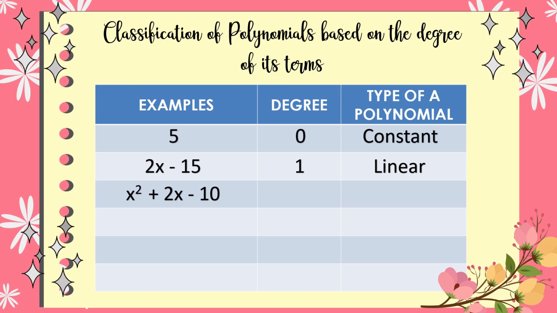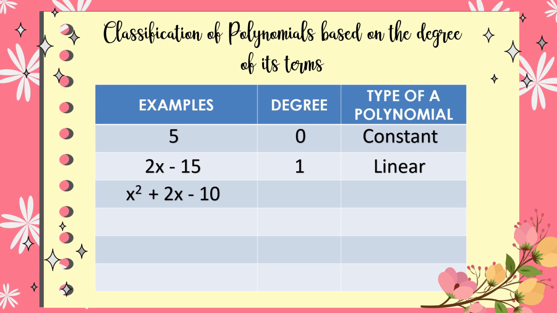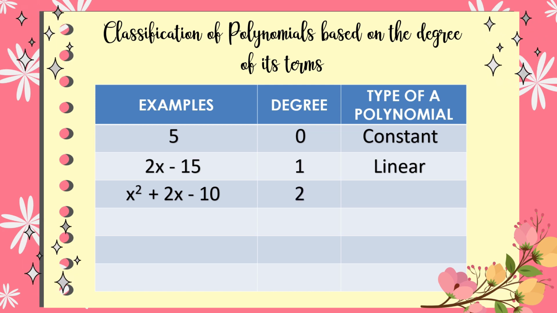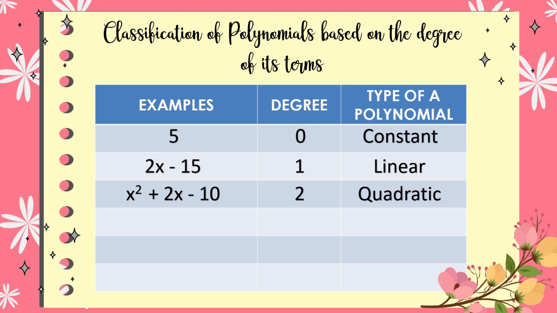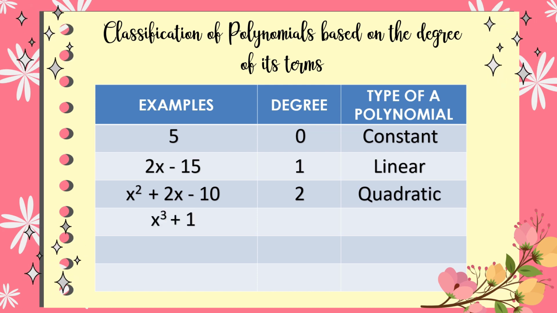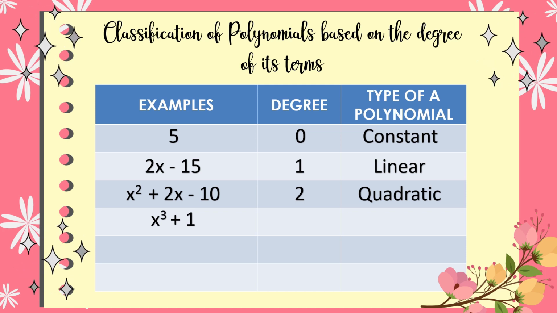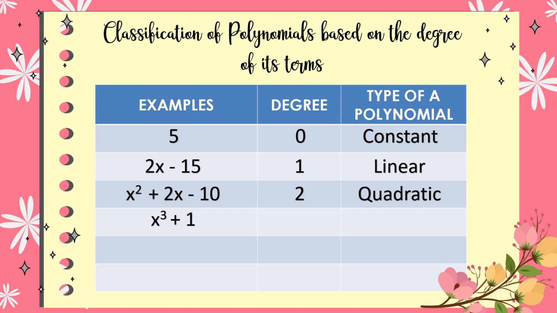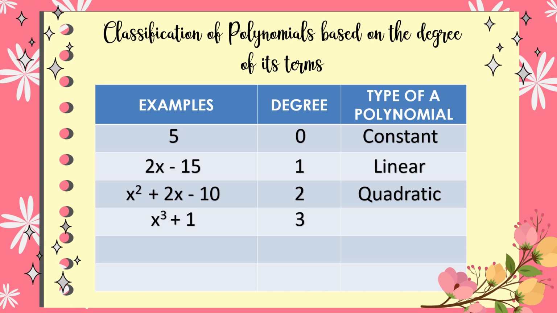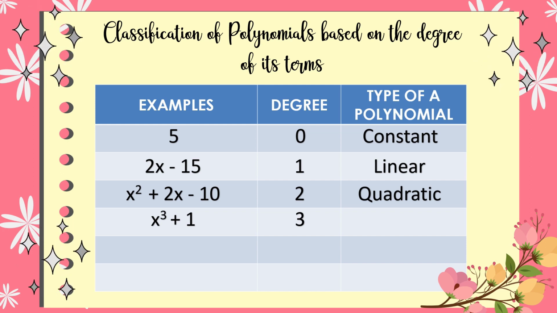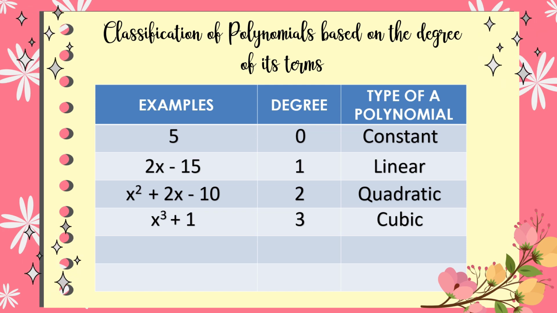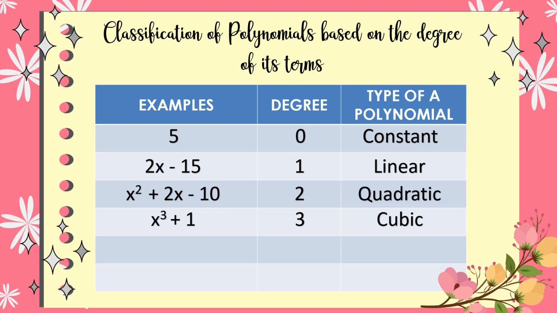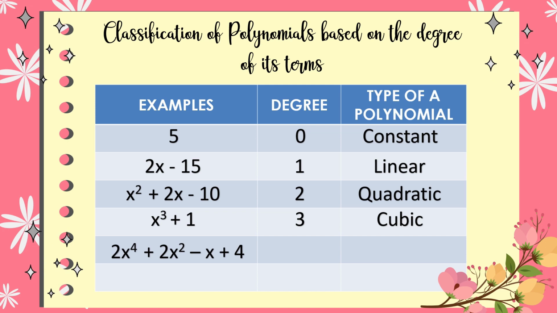x squared plus 2x minus 10. The highest degree is 2. Therefore, ang degree ng polynomial natin is 2. At tatawagin natin siyang quadratic. x cubed plus 1. Ang highest exponent is 3. Therefore, ang degree natin ay 3. At tatawagin natin siyang cubic. The polynomial on the third degree is called cubic.